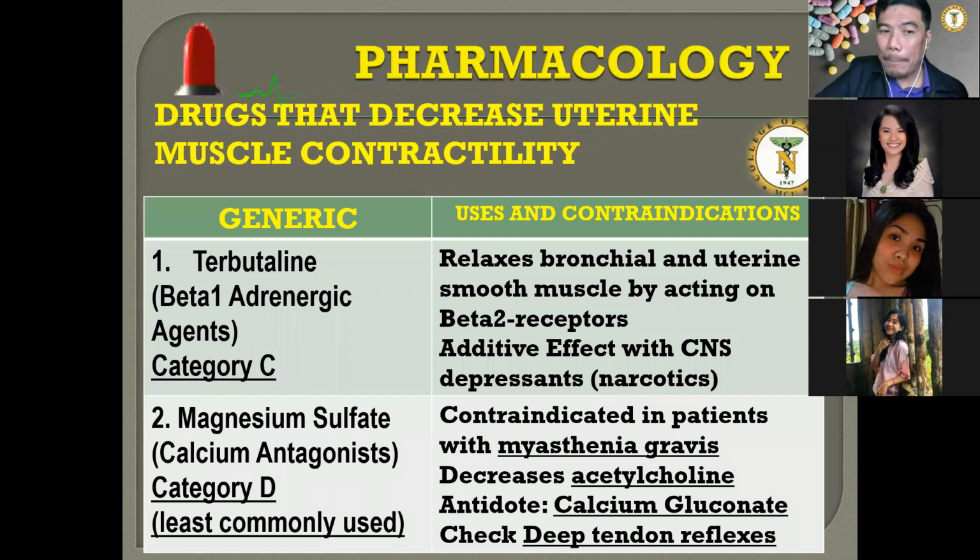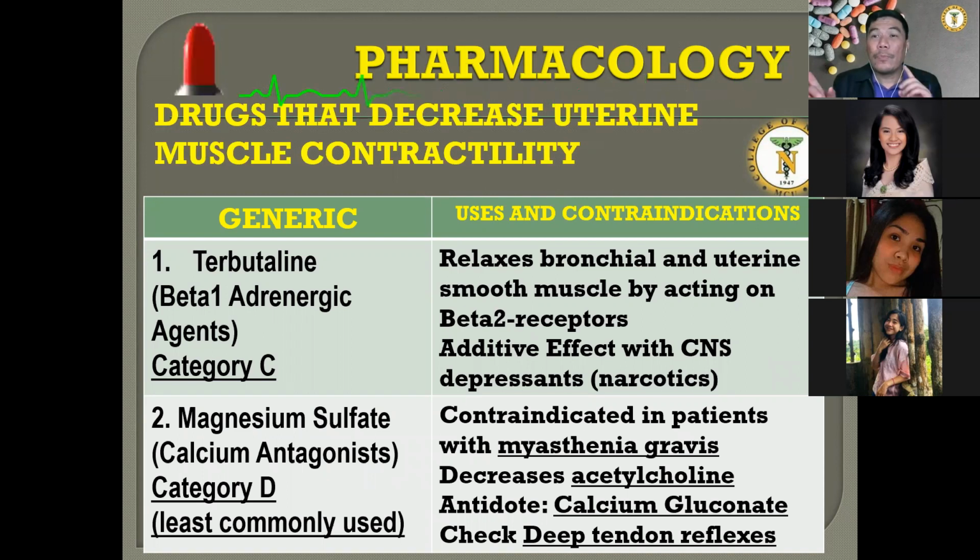Another drug that can be given for uterine muscle contraction is magnesium sulfate. However, this is the concern. Terbutaline is most commonly used over magnesium sulfate because the problem with magnesium sulfate is that it is category D. Category D means there is a positive identified risk to the fetus, so there are many contraindications.